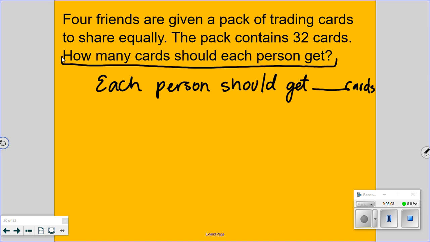No, you need a verb. It's not "each person blank cards." It's like saying "Brogan cards." That doesn't make any sense. Each person got blank cards. That's the same thing that I did. Each person should get, right? We know what we're counting. We know that people are getting cards.